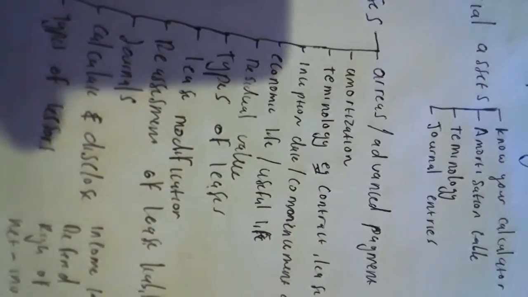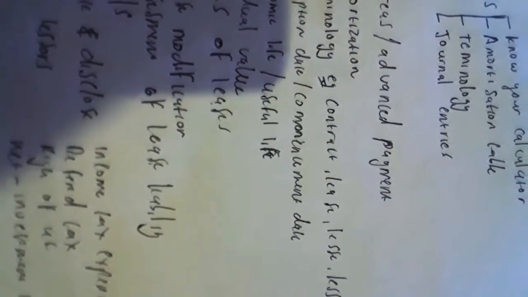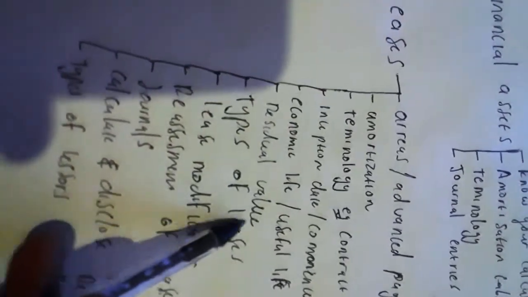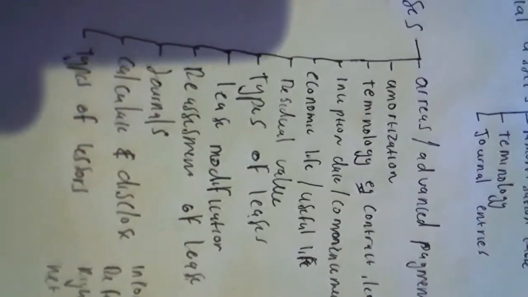Your terminologies, guys, you need to know what a contract is. You need to know what a lease is, the lessee, lessor, those kinds of general terminologies. You need to know them. The difference between an inception date and commencement date often causes a lot of confusion. Economic life and the useful life, this one you need to look at a lot. Like I said, guys, this is just a reminding session. We are not going to be tutoring today.